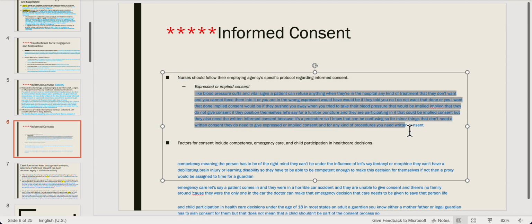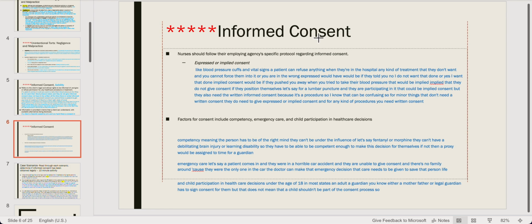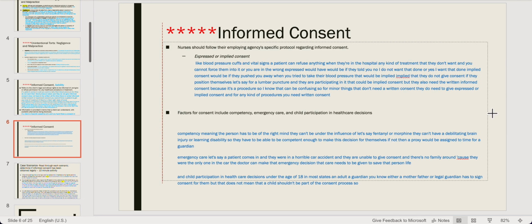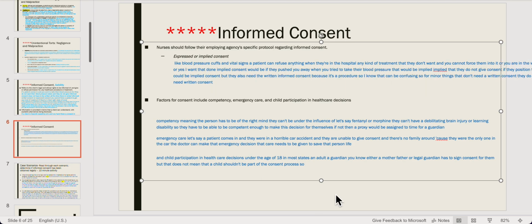Expressed or implied consent. Like blood pressure cuffs and vital signs, a patient can refuse anything when they're in the hospital, any kind of treatment that they don't want, and you cannot force them into it, or you are in the wrong. Expressed would be if they told you, no, I do not want that done, or yes, I want that done. Implied consent would be if they pushed you away when you tried to take their blood pressure. That would be implied that they do not give consent.